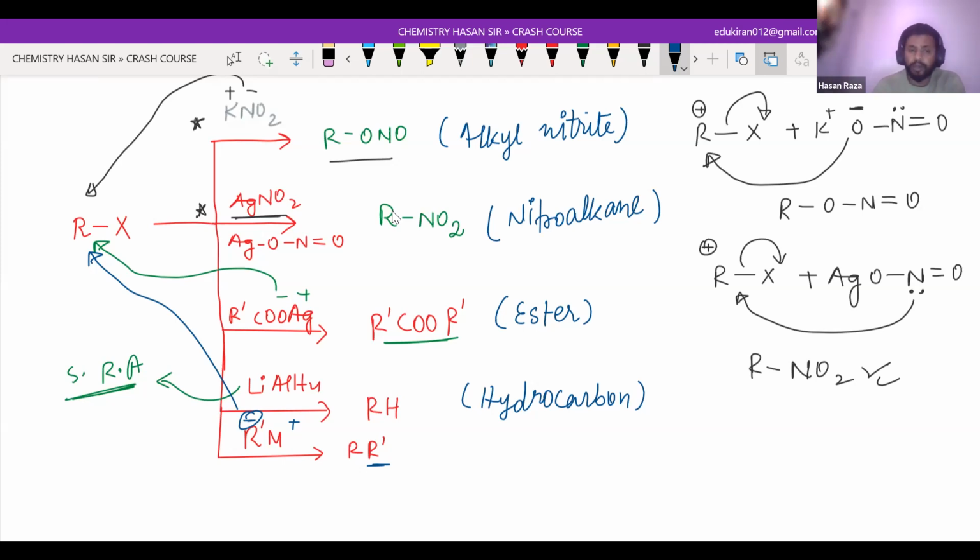We also did some reactions from the earlier chapters, like alcohol. We prepared alcohol as well; nitroalkane, ester and hydrocarbon are here. So they are all very important, and they are all connected to each other.